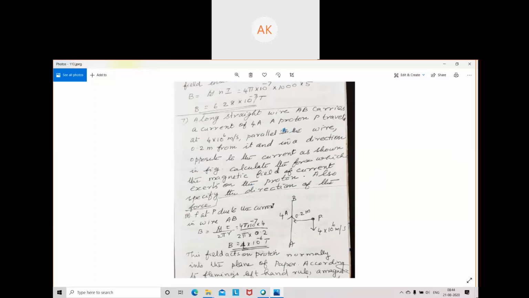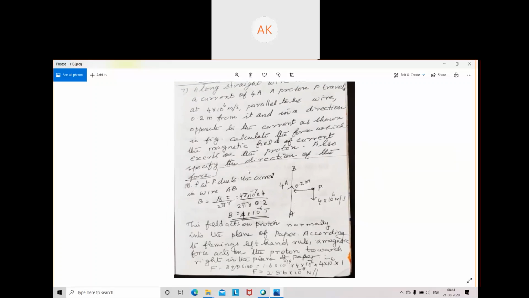A long straight wire AB carries a current of 4 ampere. A proton P travels at 4 into 10 raised to 6 meter per second parallel to the wire, 0.2 meter from it and in a direction opposite to the current as shown in figure. Calculate the force which the magnetic field of current exerts on the proton. Also specify the direction of the force.